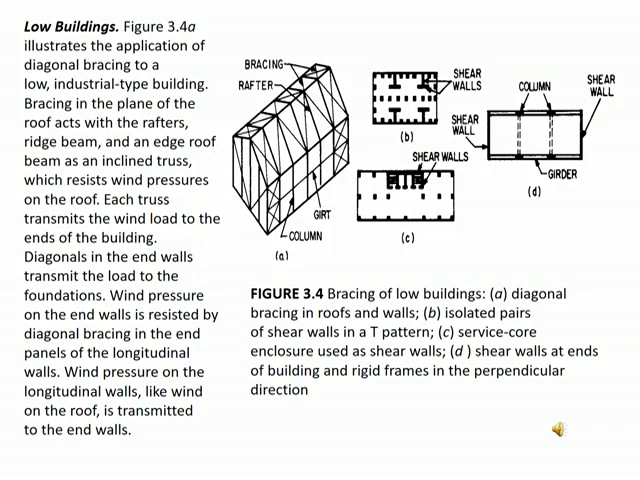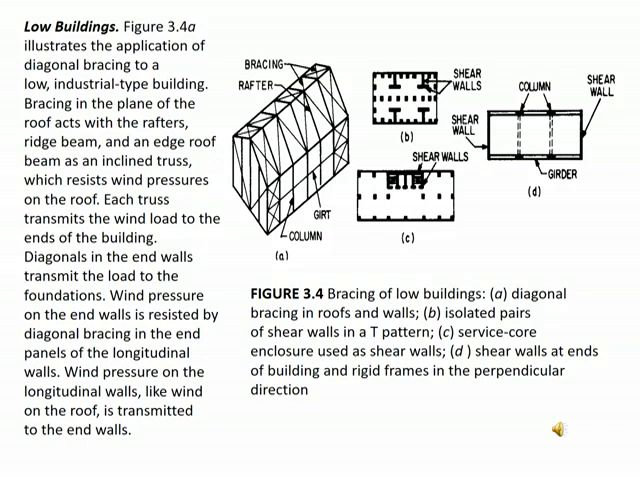Therefore, when the wind hits, the wind load needs to be transmitted across the diagonals in the end walls to the foundation. After the wind load passes through the diagonals in the end wall, it transmits the load to the foundation. Wind pressure on the end wall is resisted by the diagonal bracing. So by utilizing the diagonal bracing, wind pressure at the ends can be resisted.